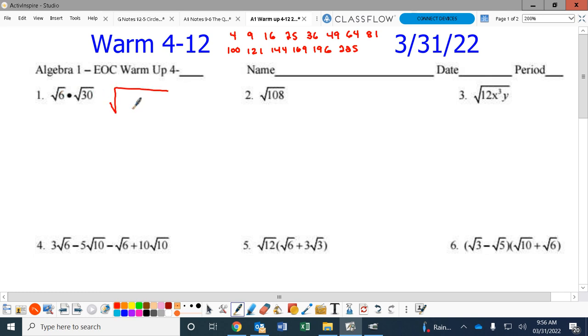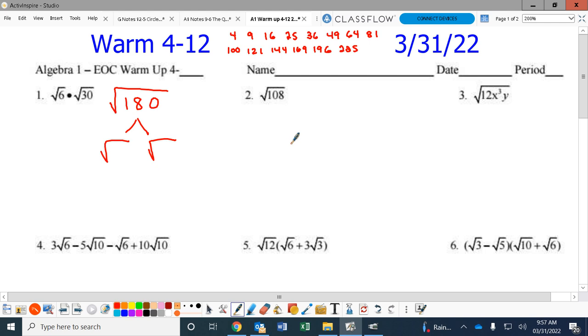Grab your calculators. What's 6 times 30? 180. Grab your calculators and let's start dividing. We're going to be dividing by numbers that are in here. So we want to break down 180. Start breaking 180 down. What will go into it that's from the nice list? What is it? 36 will?